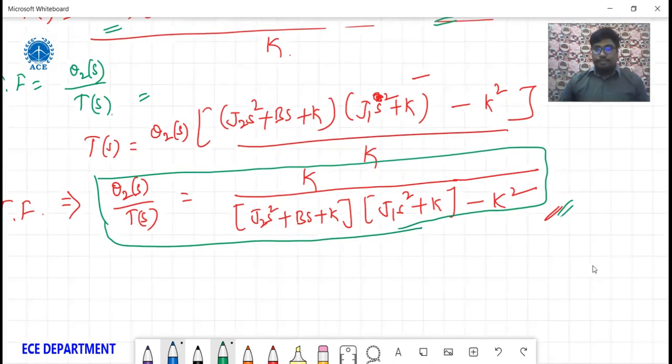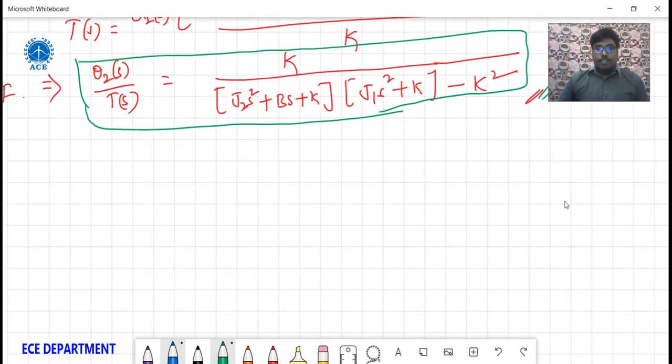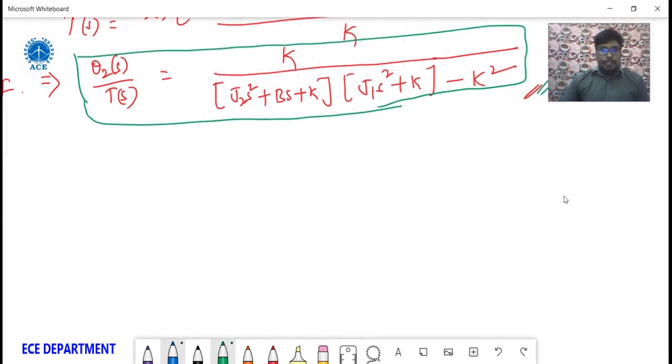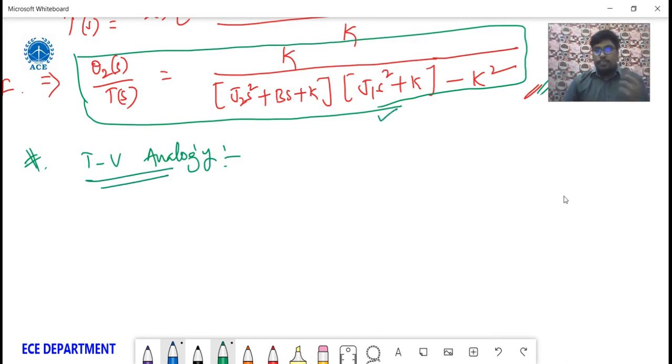Let us draw the electrical analogous circuit of the given system, based on the torque-voltage and torque-current analogies. The first one we would like to take is the torque-voltage analogy. So the transfer function is completed. Next is the torque-voltage analogy. We need to draw the analogous electrical circuit for the given rotational mechanical system.